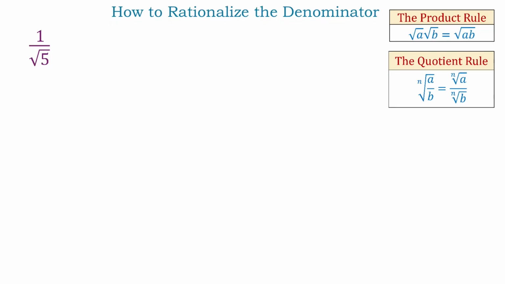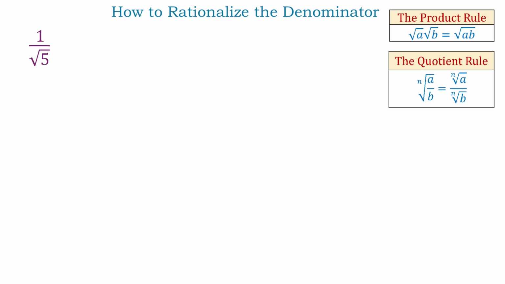Hello! In this video we will see 3 examples on how to rationalize a denominator, and I will show you how to do it using different methods. In the first example we have the expression 1 over square root of 5. This expression has a square root in the denominator. To rationalize a denominator means to eliminate the radical. This means that we have to write this fraction in a form where the denominator is a rational number.